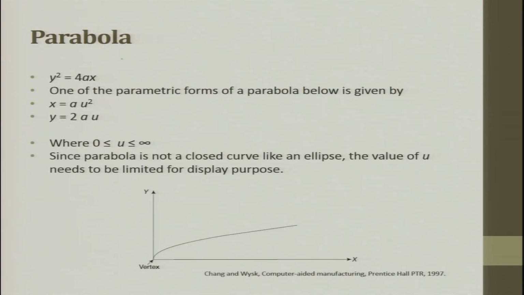A parabola is y squared = 4ax. One of the parametric forms of the parabola is given by x = a u squared and y = 2au, where u takes a value, this is very important, from 0 to infinity. Since the parabola is not closed, that is why we go to infinity. Since the parabola is not a closed curve like an ellipse, the value of u needs to be limited for display purposes.